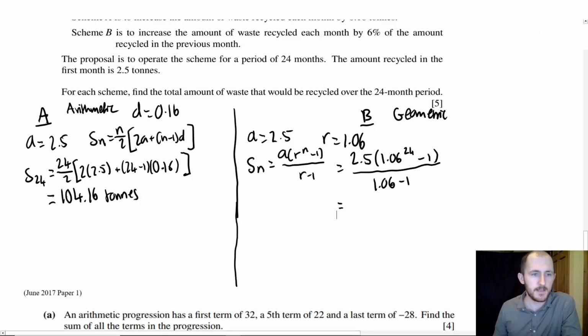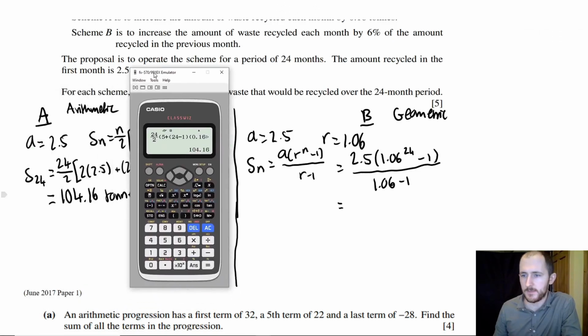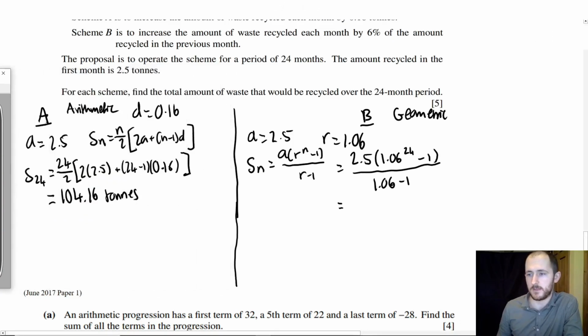Cool. So let's type this in. We have 2.5, 1.06 to the power of 24 minus 1, close brackets, over, you could put this in brackets, but honestly it doesn't matter, but you do want to work it out first, 127.06, 0.04 tons, let's call it.